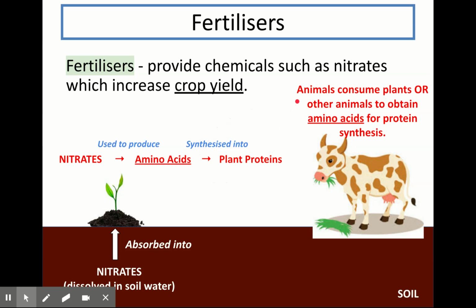Now this diagram at the bottom shows you the different stages of how plants normally get their nitrates and what they use them for, and once we run through this I'll explain where fertilizers come in.